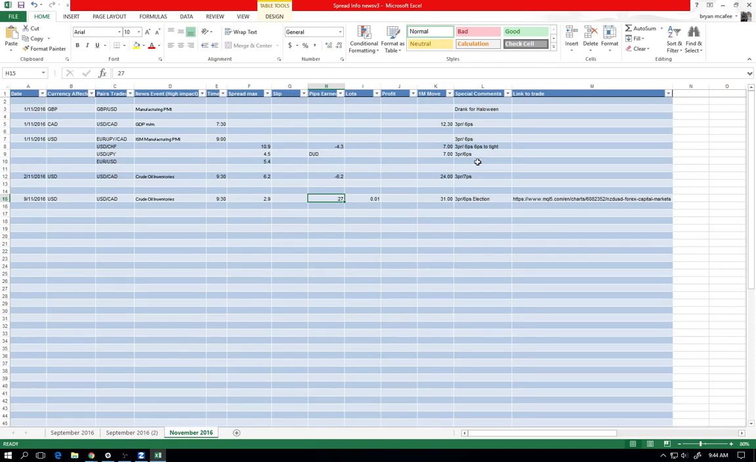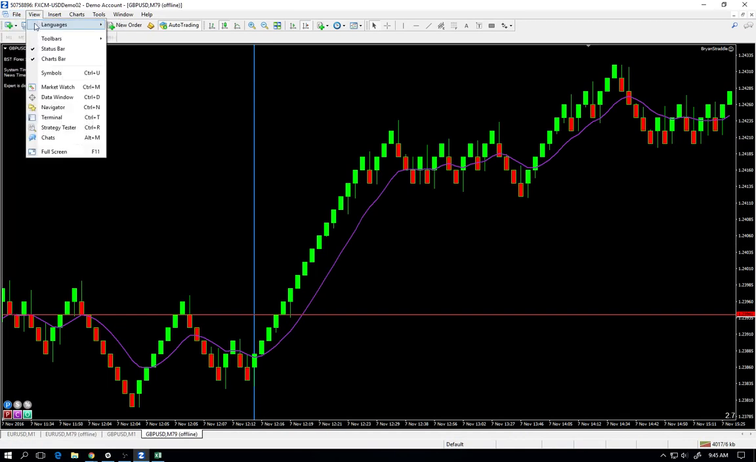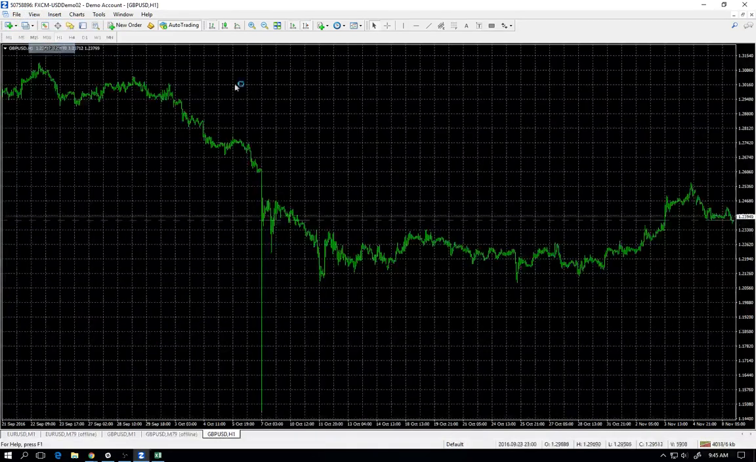Now, what's the difference is a 3 pip would put it, and let's take a look real quick. File, new chart, GBP USD. What the hell was that? Oh, that was the flash crash.